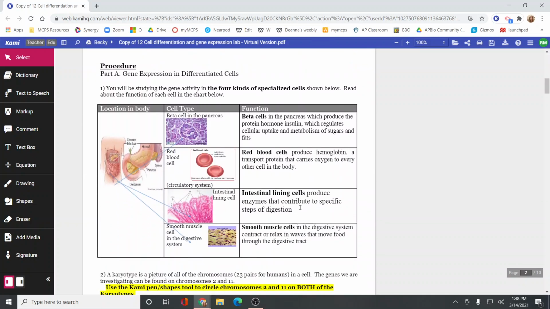So if you were in class, you would be working in a group of 4, and each person would be a different cell. That doesn't work as well online, so we're going to have you just compare all 4 cells. It's really important that you notice the 4 types here. So one type of cell is the beta cell. The beta cell is in your pancreas, which is right here in your midsection. The pancreas's job is to produce the hormone insulin, and that regulates the cell's uptake and metabolism of sugar and fats. So the whole purpose of the pancreas in your body is making this insulin.